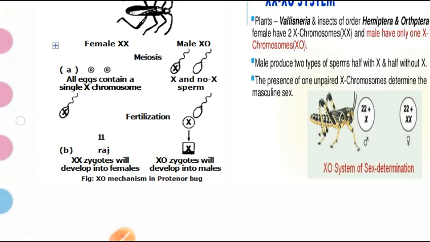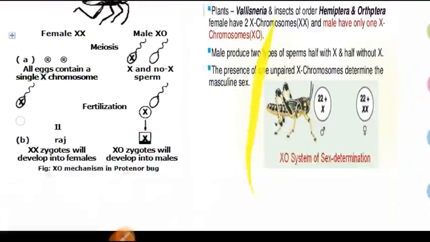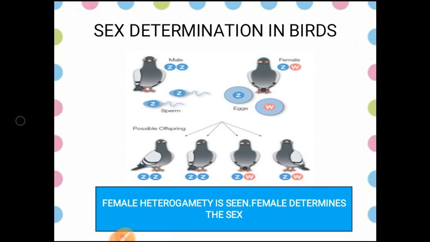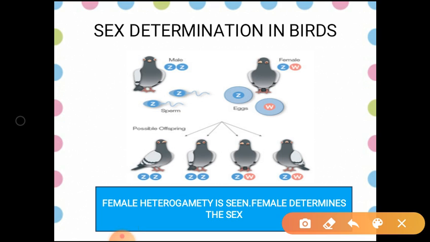Now the next one. Let us pass on to the mechanism of sex determination in birds. In case of birds, we can say female heterogamety is seen. The sex chromosome present in female birds is ZW, and male birds are homogametic, they have ZZ chromosomes. So in case of birds or fowls, female heterogamety is seen. Female has ZW chromosomes, male has ZZ chromosomes.